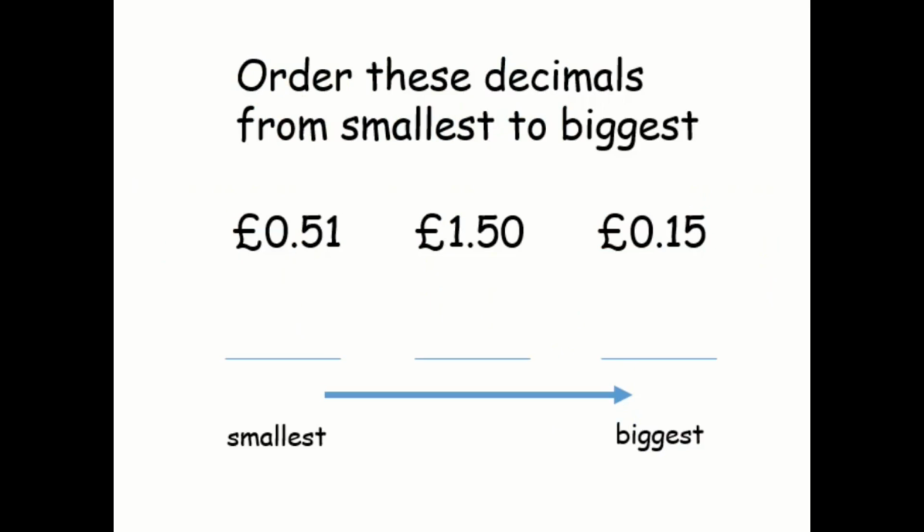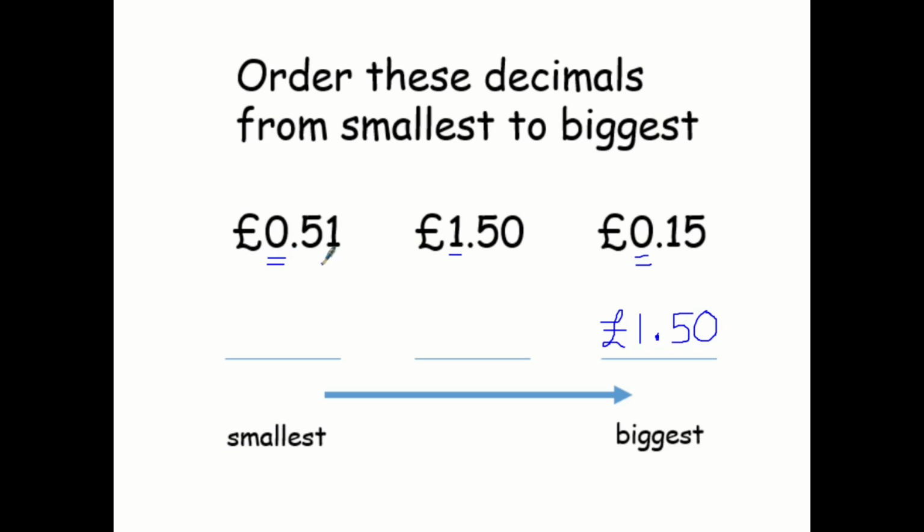So let's start off with a nice straightforward example where we've got some pound signs and therefore I've made it into money. So order these decimals from smallest to biggest. Here I'm going to look for where the different digits are and what place value column they're in. Well, here I've got no units, here I've got 1 unit, and here I've got no units. So clearly this one's going to be the biggest, because I've got something in the units column, whereas my other two values have nothing in the units column.